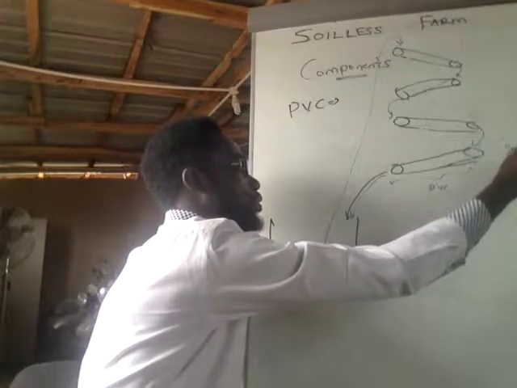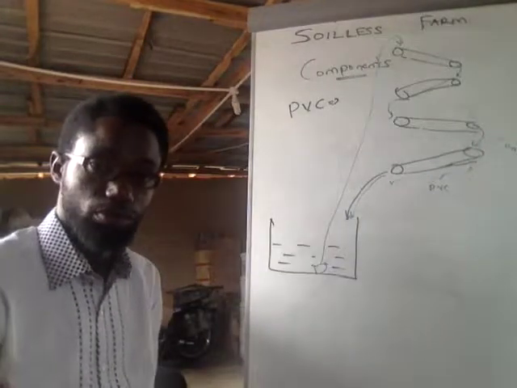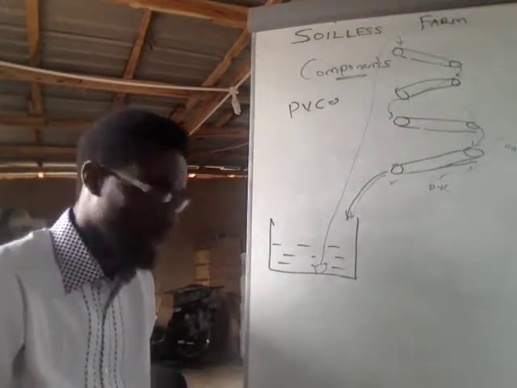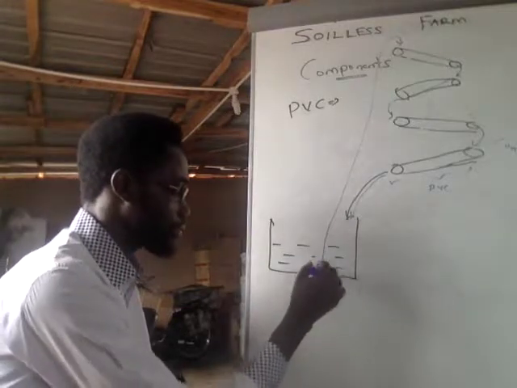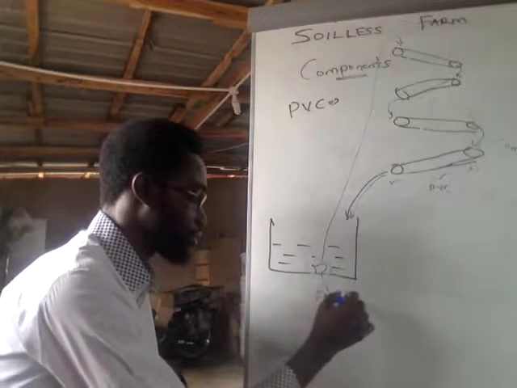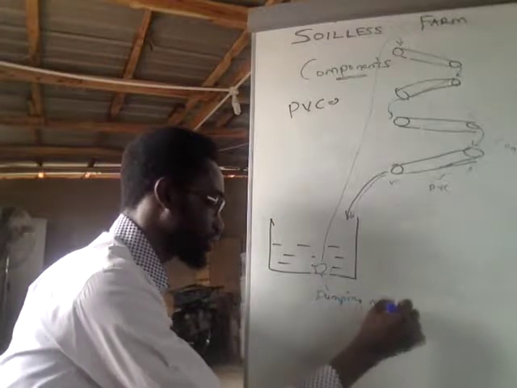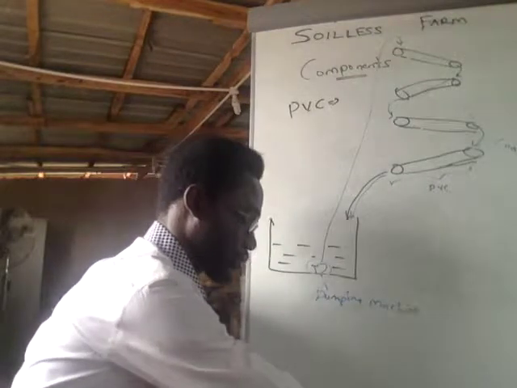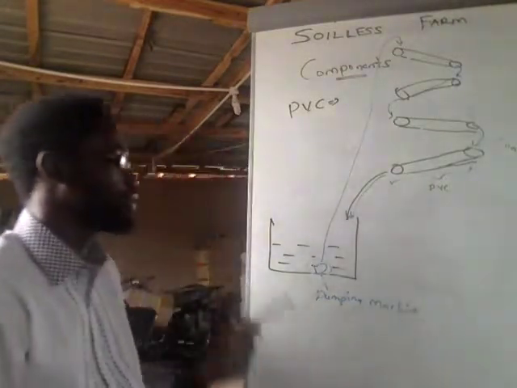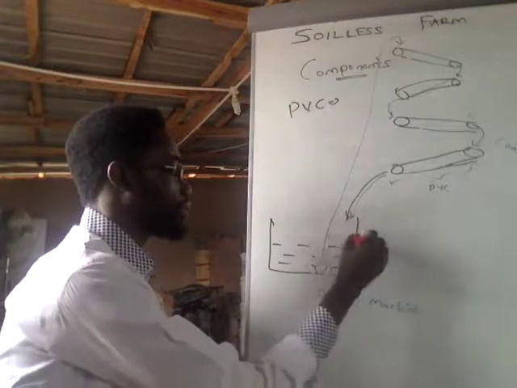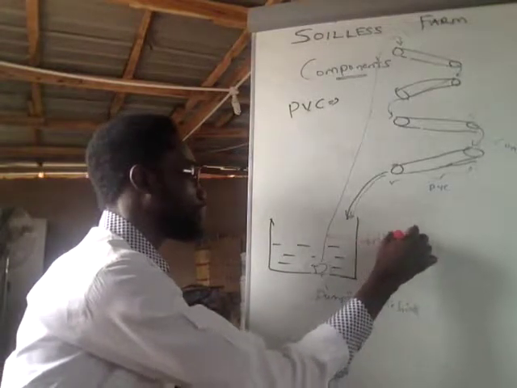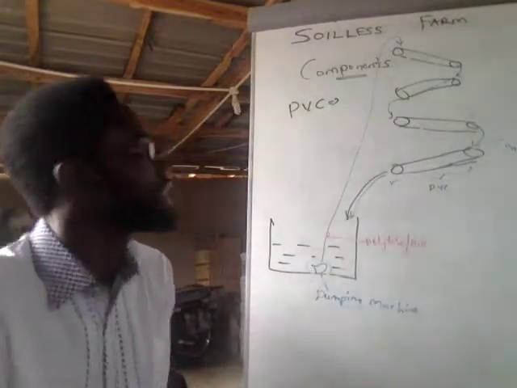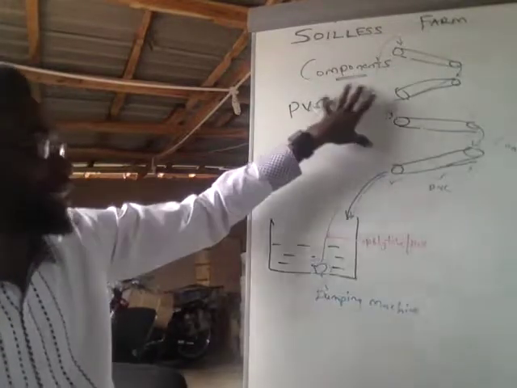Here we have the connectors. So there you have the connectors connecting the PVC pipes together. Then when you come down, here we have the pumping machine. Then here it could be a poly tube or a smaller PVC with smaller dimension. So essentially you can see the components that we use generally.